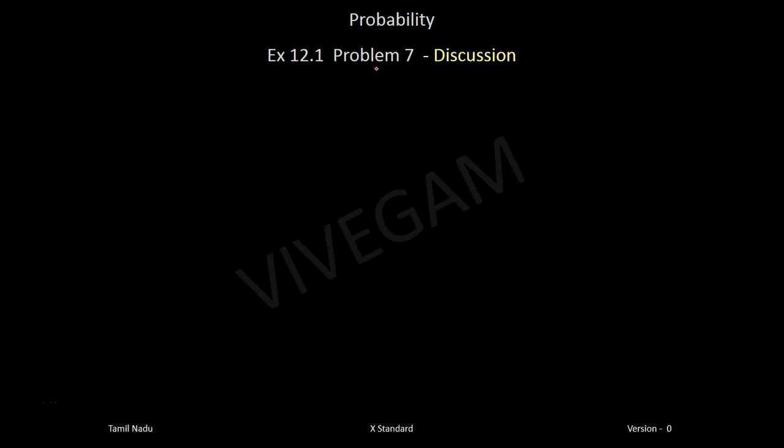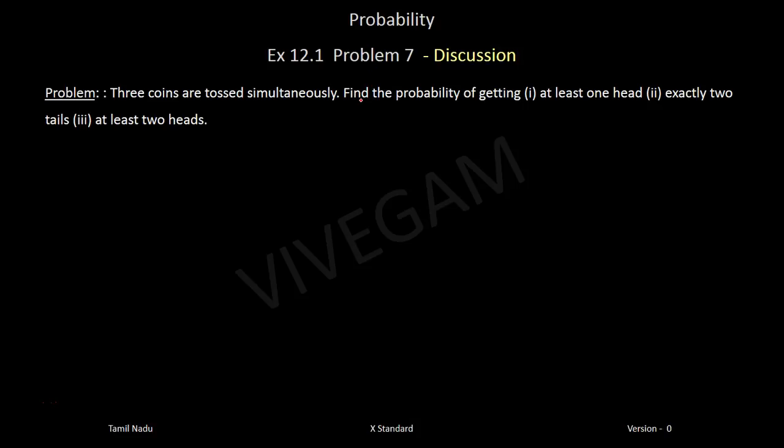Exercise 12.1 Problem 7 Discussion. Let's read the problem. 3 coins are tossed simultaneously. Find the probability of getting 1. At least 1 head, 2. Exactly 2 tails, and 3. At least 2 heads.